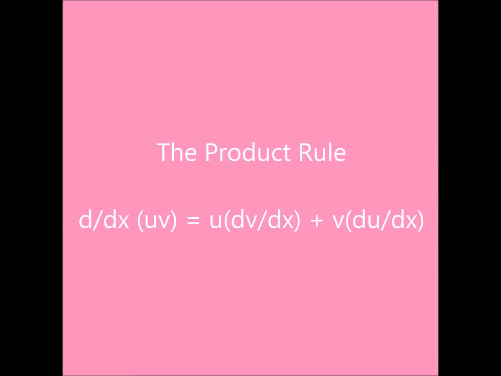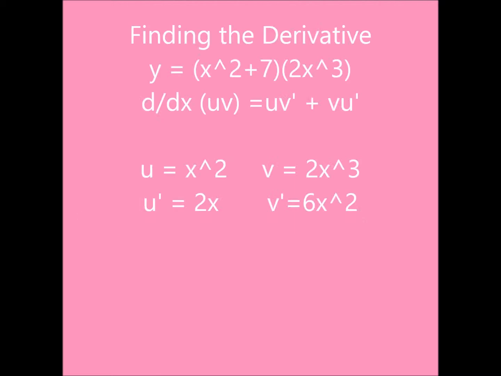The product rule is d dx of u times v, which equals u times v prime plus v times u prime. This is saying that when finding the derivative of two functions that are multiplied together, you take the first function u and times it by the second function's derivative, which is dv dx. Then add the second function v times the first function's derivative, du dx.